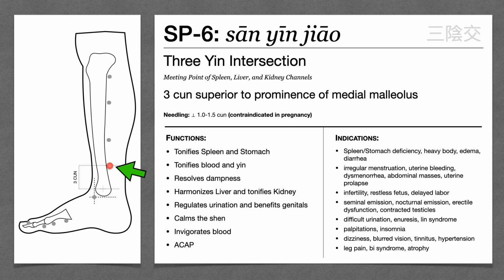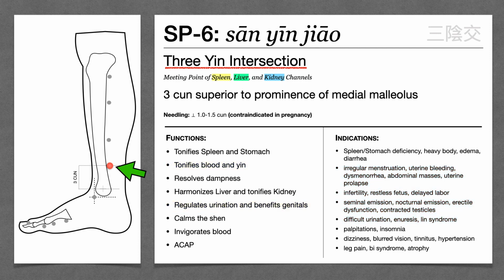Spleen 6 is one of the most commonly used acupuncture points. The name of this point is San Yin Jiao, meaning 3 yin intersection. This refers to the fact that it's a meeting point or crossing point of the spleen, liver, and kidney channels. Since all of those channels have something to do with blood and yin and the lower jiao, this means spleen 6 is a very good point for tonifying blood, tonifying yin, and regulating the lower jiao.